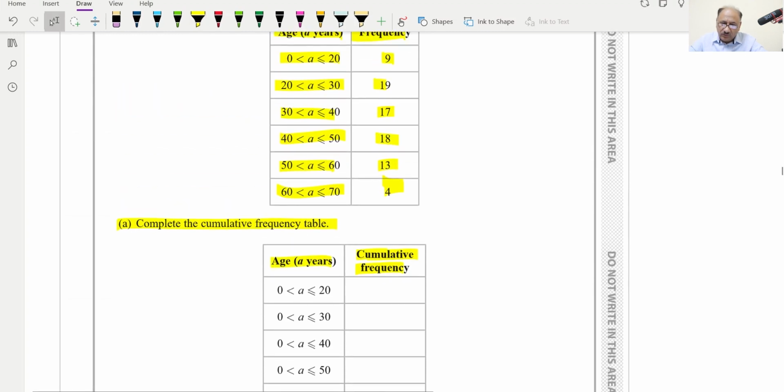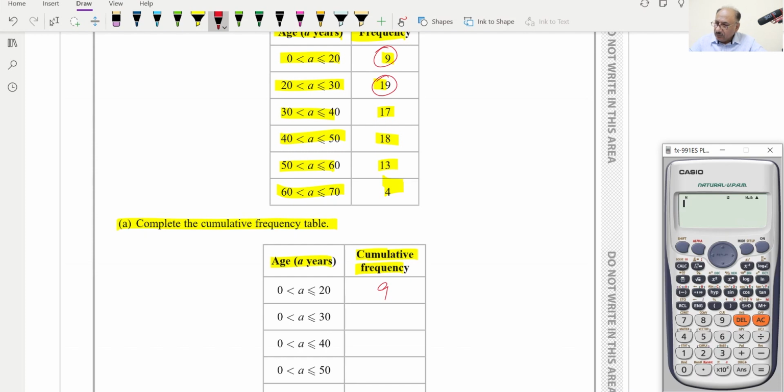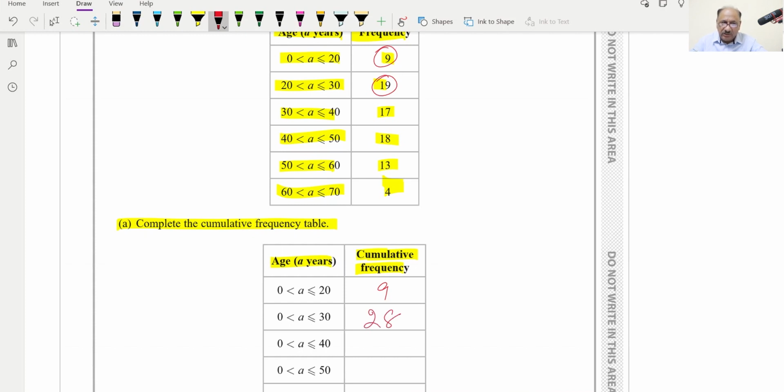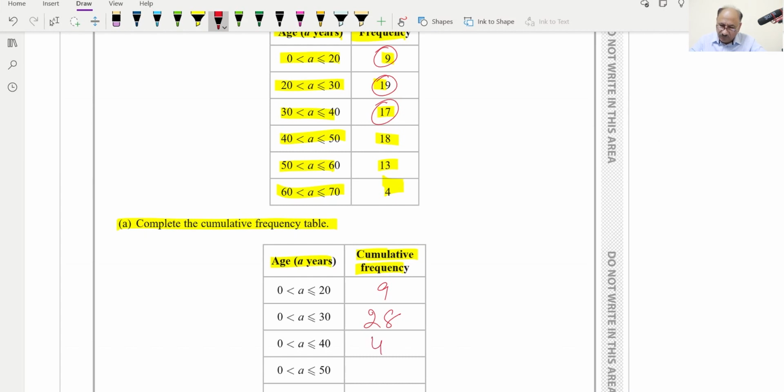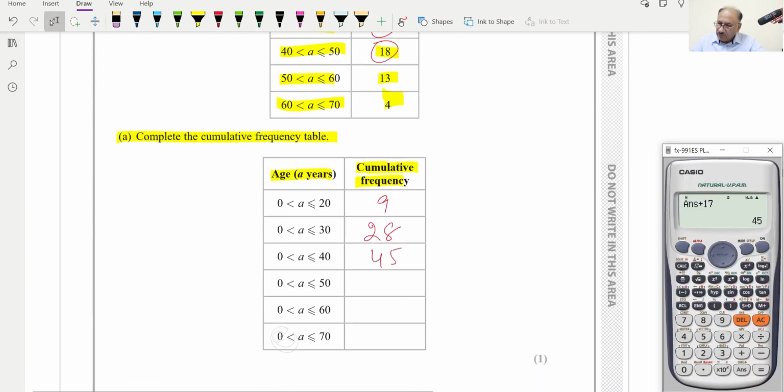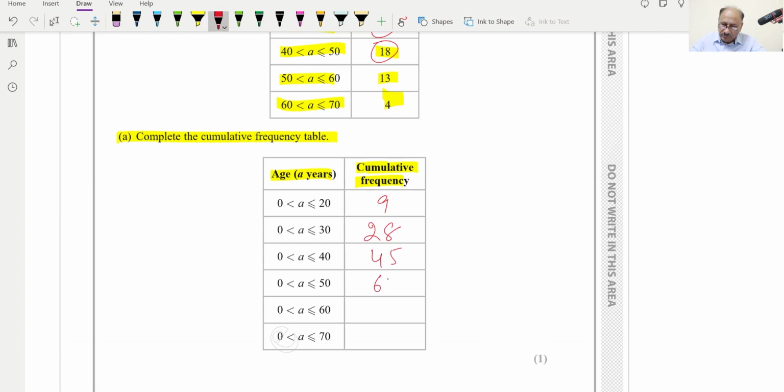For the first one we'll have to check from this table. This is 9, so this will be 9. 9 plus 19 will be equal to 28, so our value will be 28 over here. Then 28 plus 17 will give us 45. Then 45 plus 18 will be equal to 63.